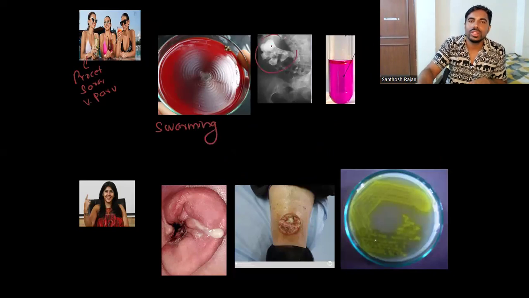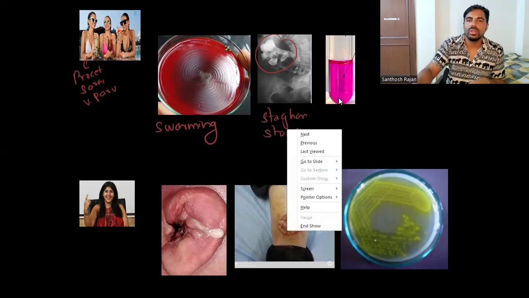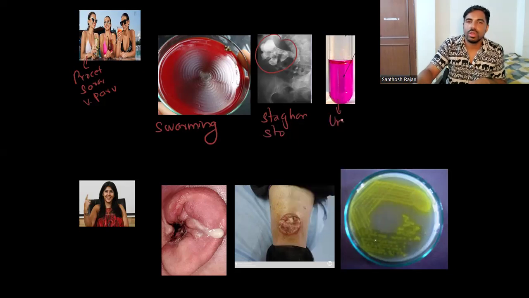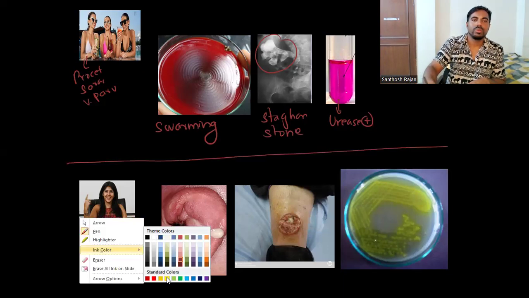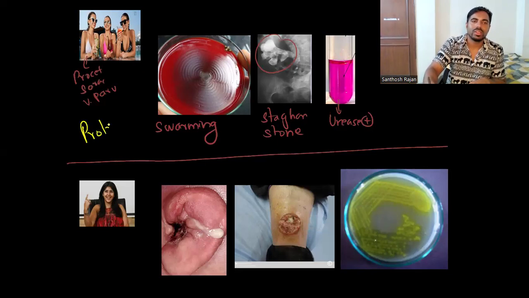This is that staghorn stone, or phosphatase stone. Urease positive, phosphate stone. What is this? When you have swarming motility, urease, gyrase, all these things come. The thing which is coming to your mind is Proteus. Proteus. Okay.